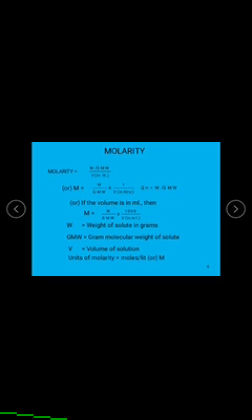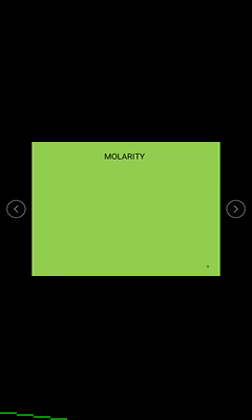From an examination point of view, they may ask a short question: write the units of molarity, that is moles per liter or capital M. Molarity depends on the temperature, as it is defined in terms of volume. Molarity decreases with increasing temperature.